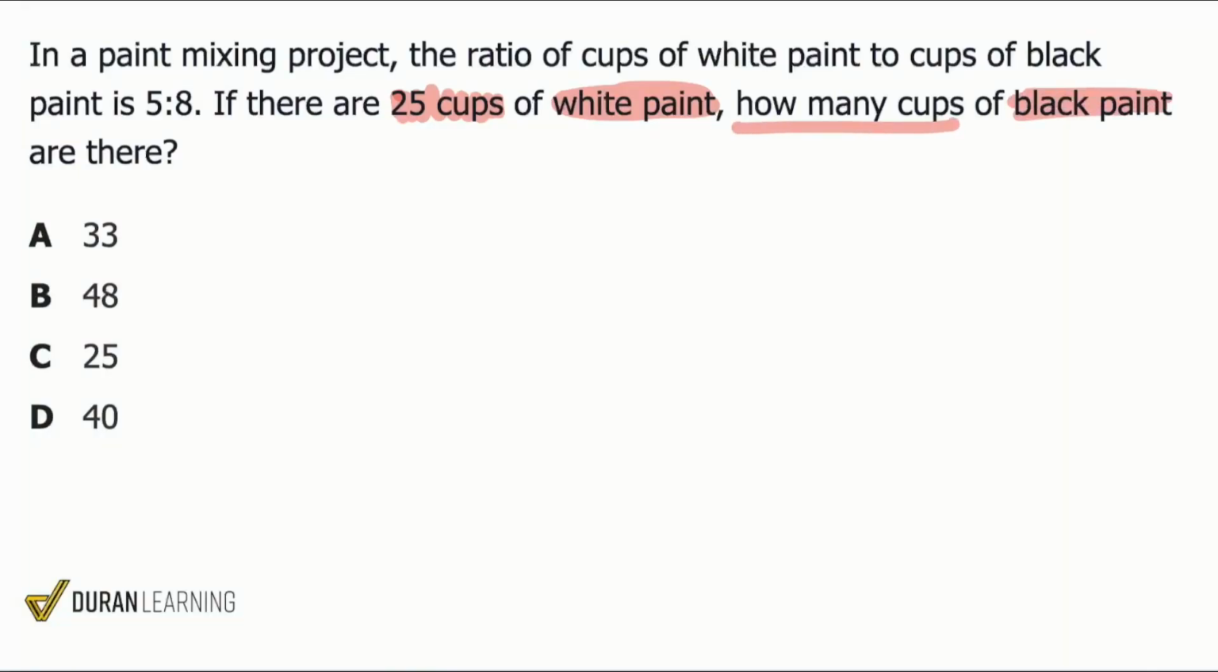So that's a comparison. That's a relationship. If we have 25 cups of white paint, that is going to be related to some unknown number of cups of black paint. But the relationship is set. White to black here, and when we take a look at the first sentence, we see it reads, in a paint mixing project, the ratio of cups of white paint to cups of black paint is 5 to 8.